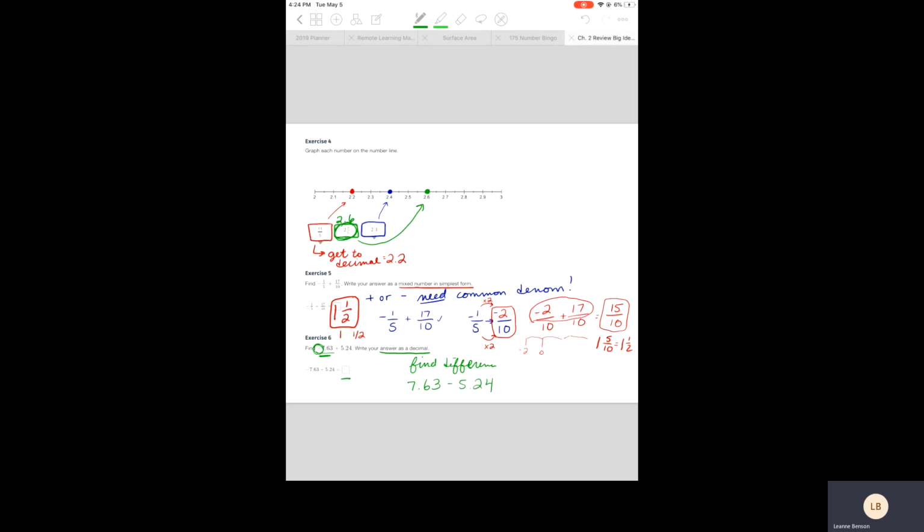Again, you can just plug that into the calculator. 7.63 minus 5.24 is 2.39, but I know my answer has to be negative because of that first trick that I followed. Right, if I'm in the negative part of the number line and I add less than that to my number, I'm not going to hit 0 yet. I'm still in that negative.